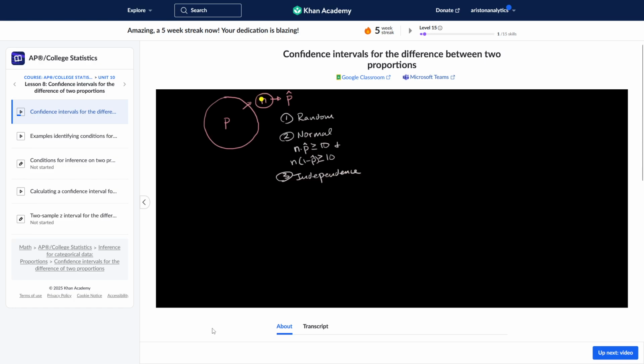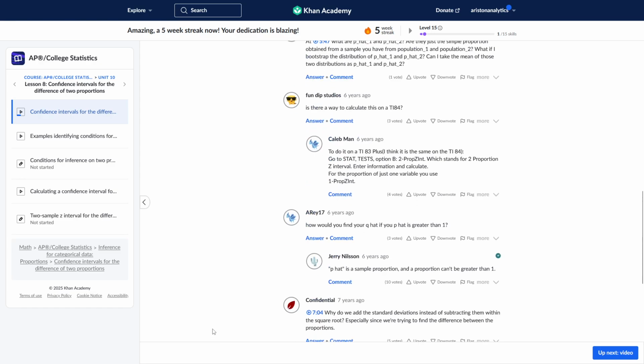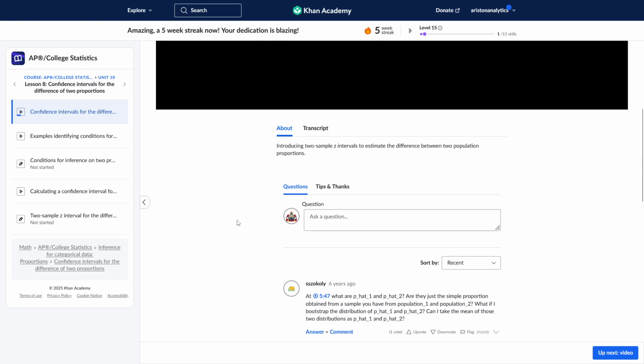Observations in our sample should be done with replacement. Or if it's not done with replacement, we can feel pretty confident about this if our sample size is no more than 10% of the size of the entire population. But let's say that we meet these conditions for inference.